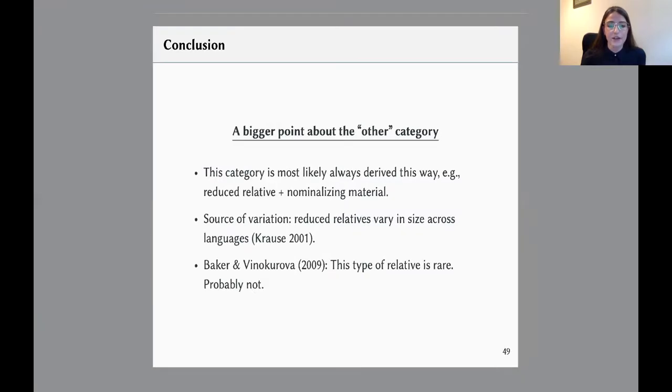So Baker and Vinokurova have some discussion of this, and when they talk about Gikuyu, they note that this type of relative is probably rare. But as Tosar Vandani also points out about Northern Paiute, this might not actually be the case, because we see more and more languages now that behave in this way. And that's it. Thank you.